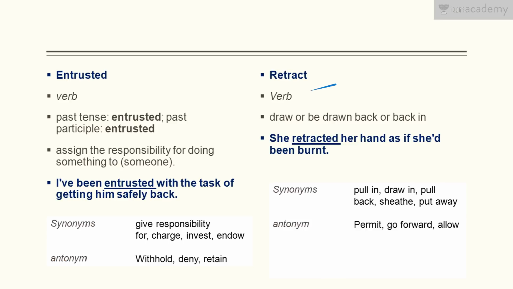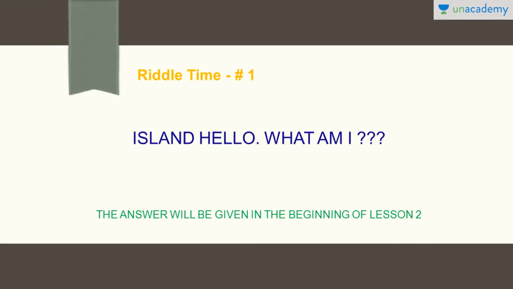I've added another word, which is retract, which is a verb, draw or to be drawn back or back in. She retracted her hand as if she'd been burnt. Synonym would be pull in, draw in, pull back, sheath, put away. Antonym would be permit, go forward, allow. This brings us to the end of this lesson.